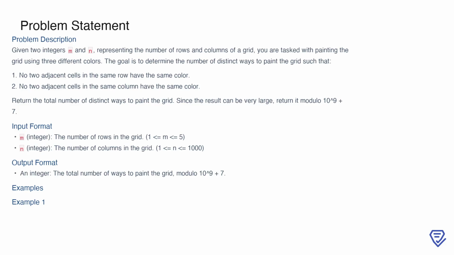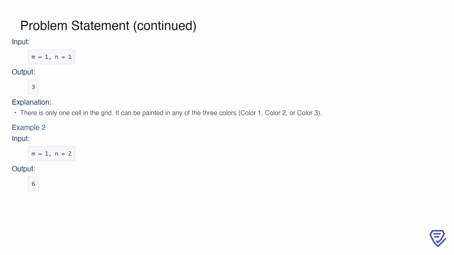Since the grid can grow large, with up to 1,000 columns, the result is returned modulo 10 to the power of 9 plus 7 to keep the output manageable. The problem specifies that m can range from 1 to 5, while n can be as small as 1 or as large as 1,000. The output is a single integer representing the total number of ways to paint the grid under these conditions. Let's look at a simple example to understand the problem better.